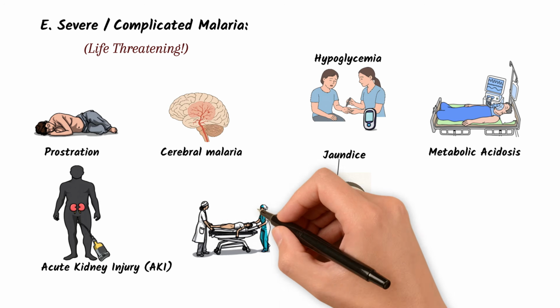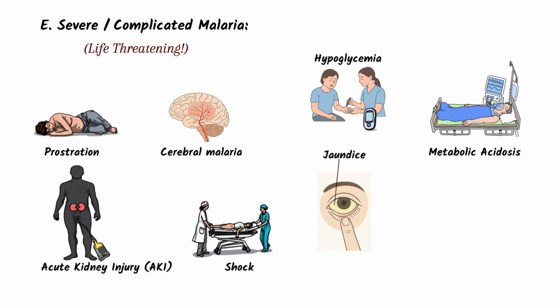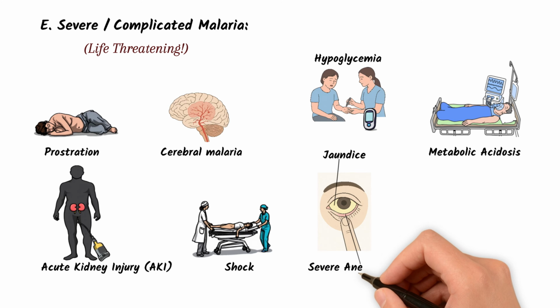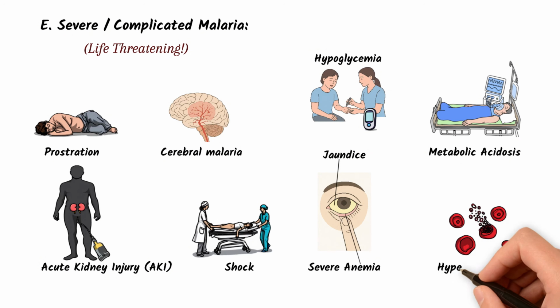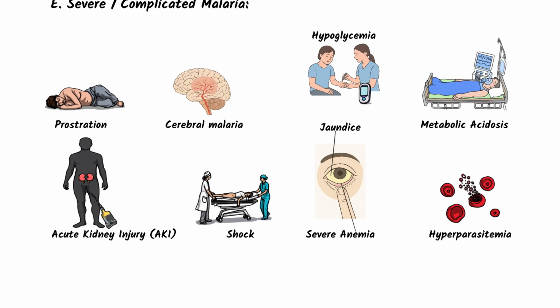Circulatory collapse, shock, identified by dangerously low blood pressure, hypotension. Severe anemia, marked by a dangerously low hemoglobin concentration, confirmed by laboratory tests. Hyperparasitemia, extremely high levels of parasites visible in the peripheral blood smear.